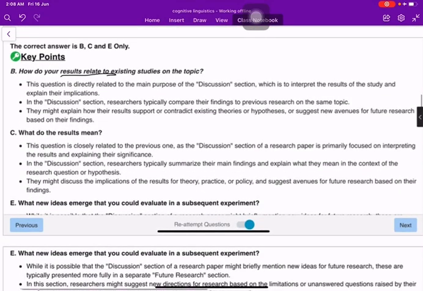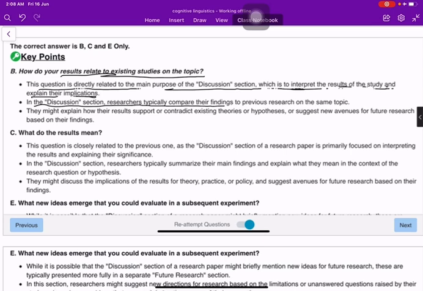So, how do your results relate to existing studies on the topic? This question is directly related to the main purpose of the discussion section, which is to interpret the results of the study and explain their implications. In the discussion section, researchers typically compare their findings to previous research on the same topic. They might explain how their results support or contradict existing theories or hypotheses, or suggest new avenues for future research based on their findings.